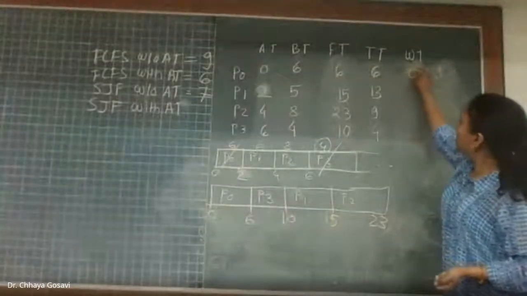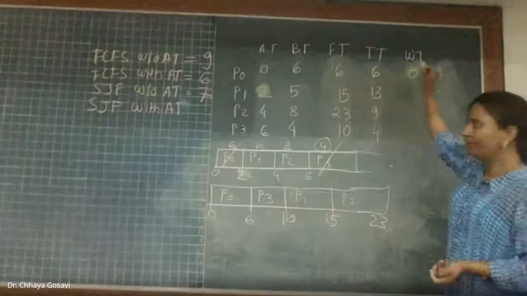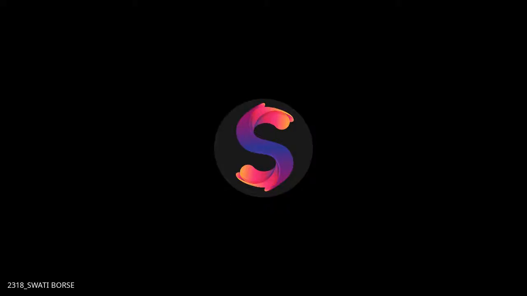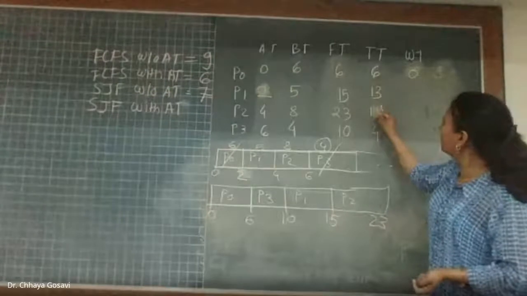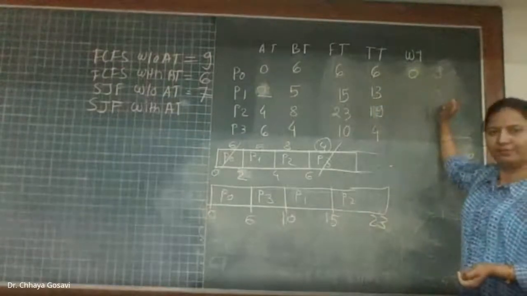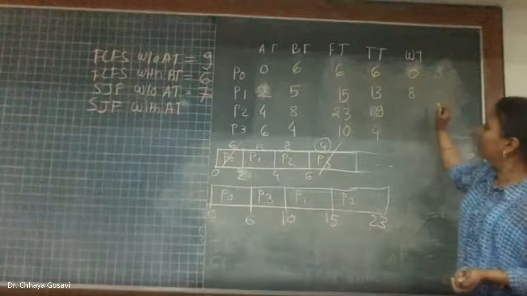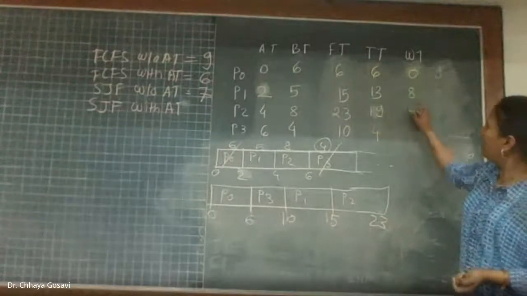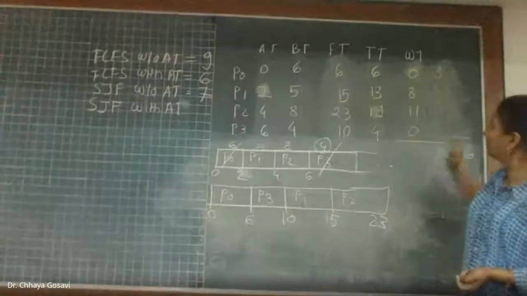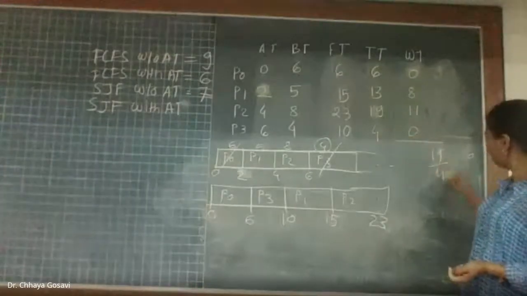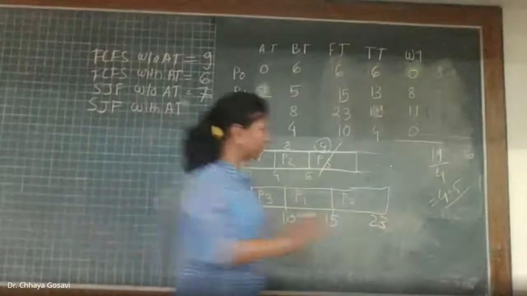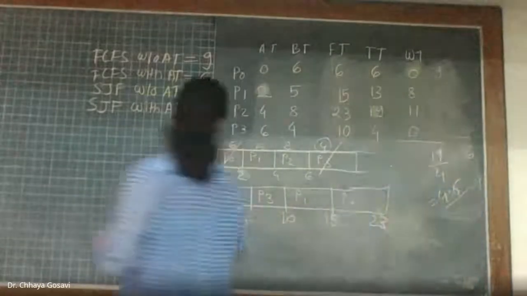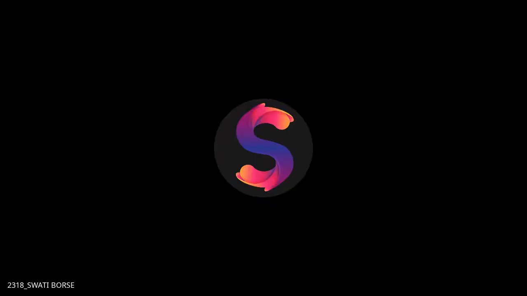Wait time: 6 minus 6 is 0, 13 minus 5 is 8, 19 minus 8 is 11, and 4 minus 4 is 0. So 19 divided by 4 is 4.75.